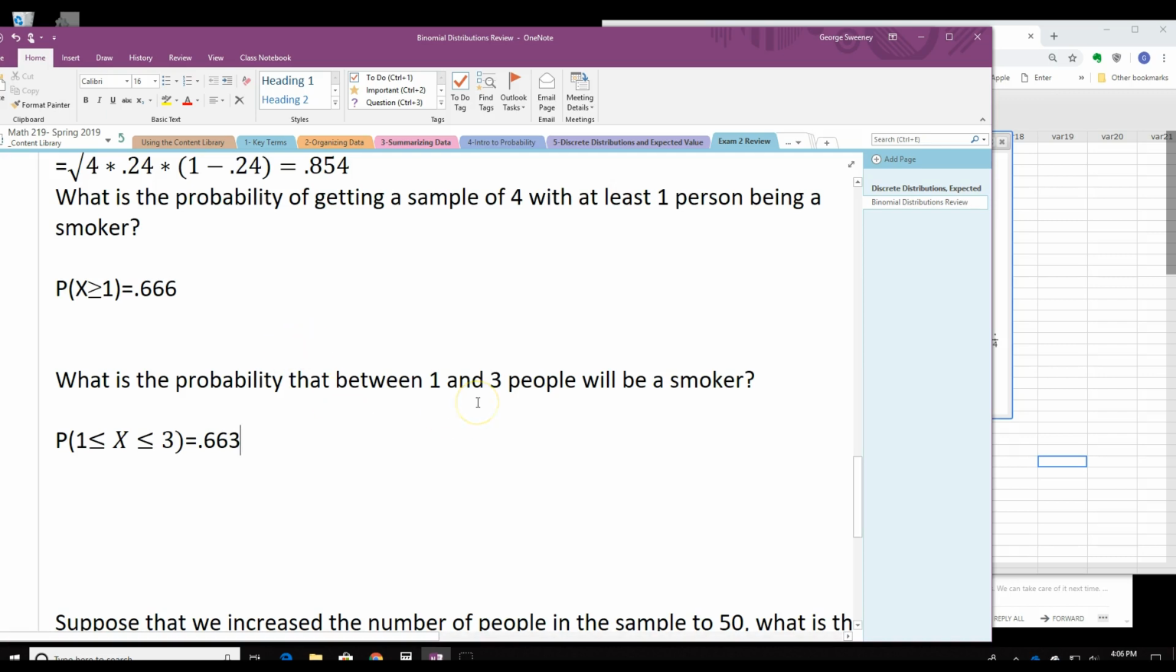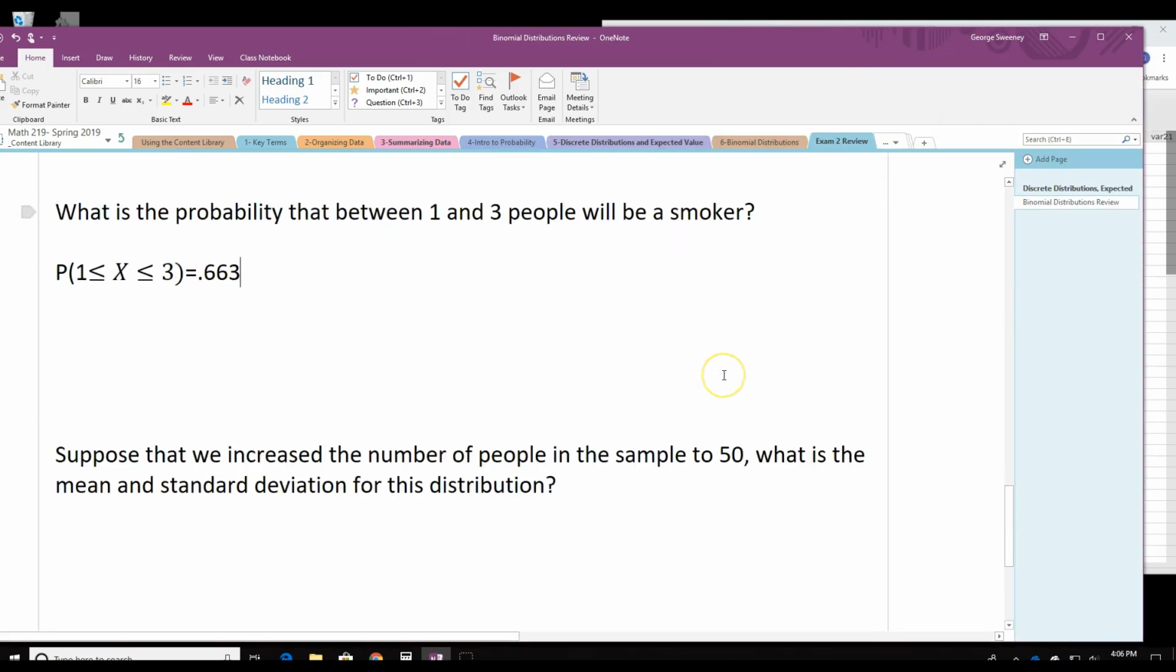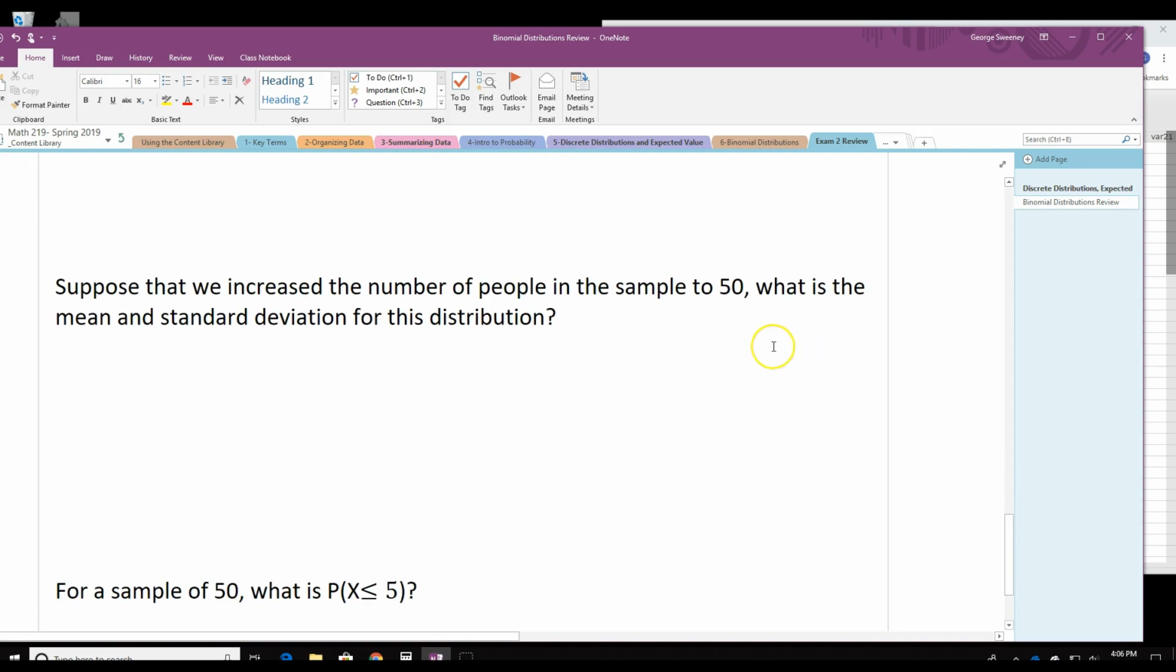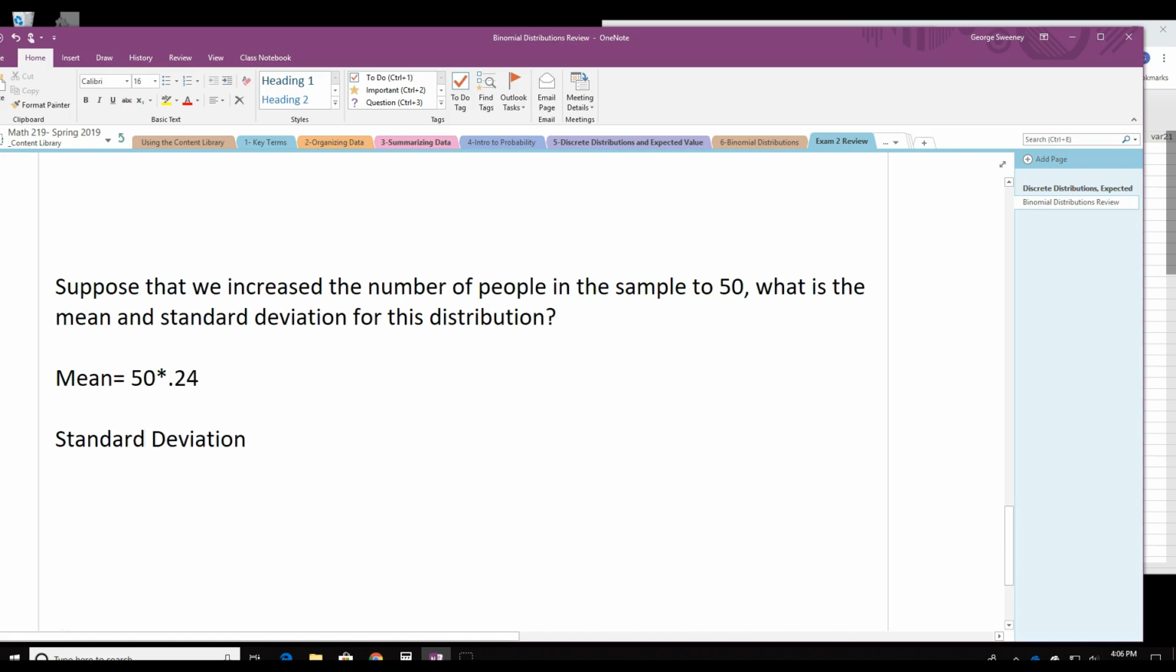Now, okay, perfect, cool. What if we change the sample size in this case? Suppose that we increase the number of people in the sample to 50. What is the mean and the standard deviation for this distribution? Well, the mean, which we're going to use mu, by the way, is going to be 50 times 0.24. And the standard deviation is going to equal, actually I'll use sigma for this one.